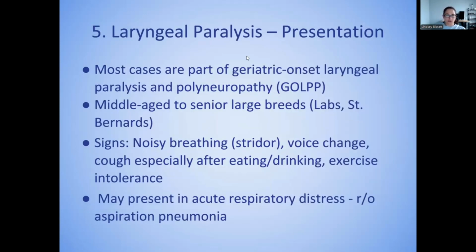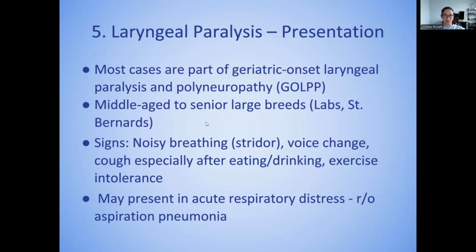And our last one for today is laryngeal paralysis. Now, when we're seeing these patients, unfortunately, most of the time, this is not going to be a standalone issue. We are going to be seeing it as a complex with GULP, so geriatric onset laryngeal paralysis and polyneuropathy, which we'll talk about in a couple of slides.